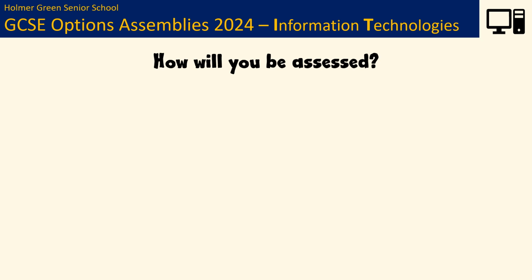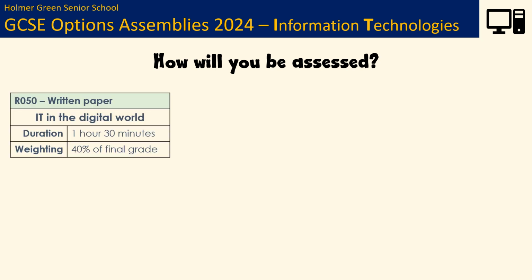As previously mentioned, RO50 is a written paper and it carries 40% weighting of the final grade. It consists of a mixture of multiple choice questions, short and medium questions in section A of the paper, and short and medium answer questions in section B of the paper based off of a given scenario. But not to worry, I don't want to scare anyone off.